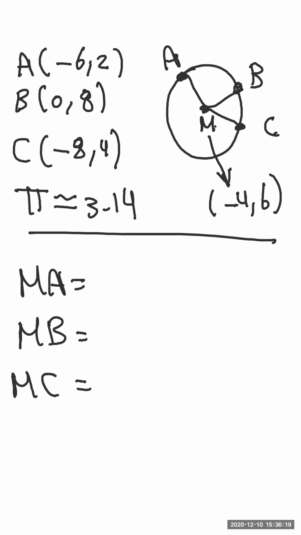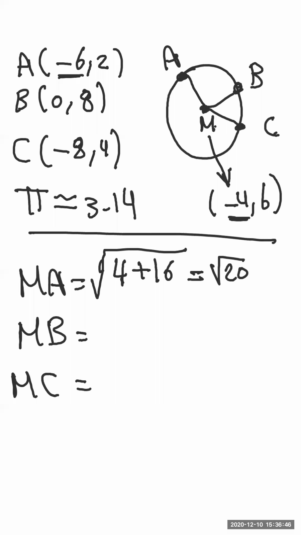Okay, so MA will equal the square root of the differences squared. So negative 6 minus negative 4, so negative 6 plus 4 means negative 2. Okay. Squared means 4. Plus 2 minus 6, negative 4 squared means 16. So it will equal the square root of 20. To simplify it, 5 times 4, square root of 4 means 2. So 2 square root of 5.